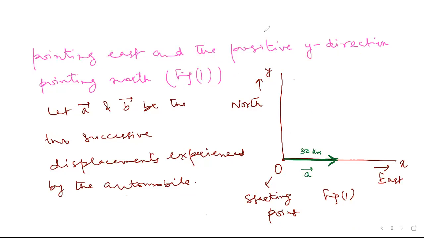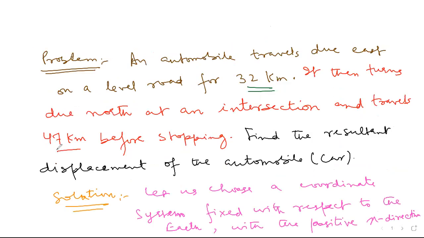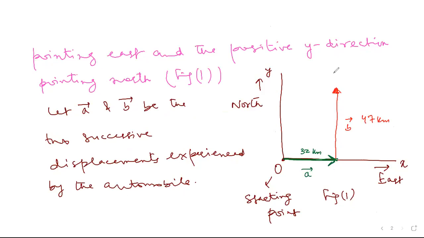Then the second displacement is due north. This is this displacement. Its magnitude is, this is represented by B vector. Its magnitude is how much? 47 kilometer. It is 47 kilometer due north. So due north means along positive y direction in this diagram. The magnitude is 47 kilometer.